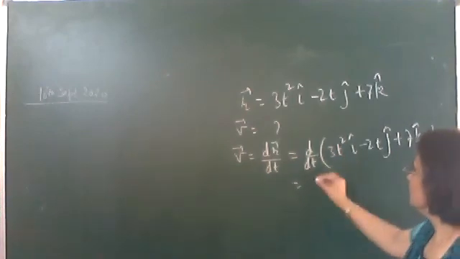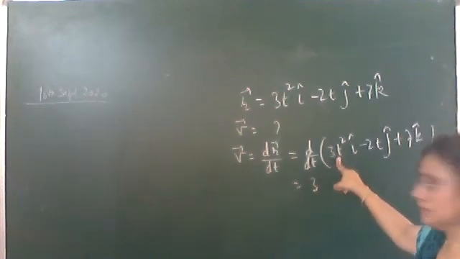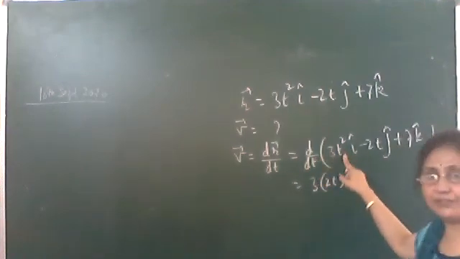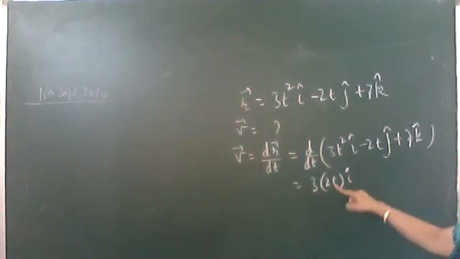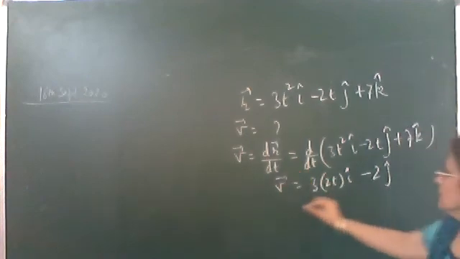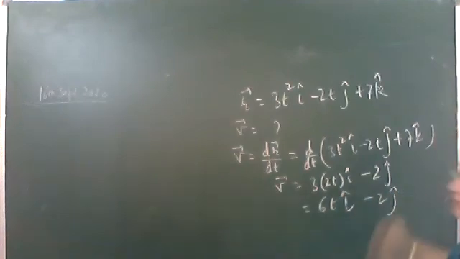3 outside, 3i cap minus 2j cap. 3 outside, d by dt of t square is 2t into i cap. The differentiation of the first term 3t square into i cap is 3 into 2t i cap, minus 2 dt upon dt is 1, 2j cap. So the velocity vector is 6t i cap minus 2j cap. Everyone got this answer? Yes, ma'am. Okay.